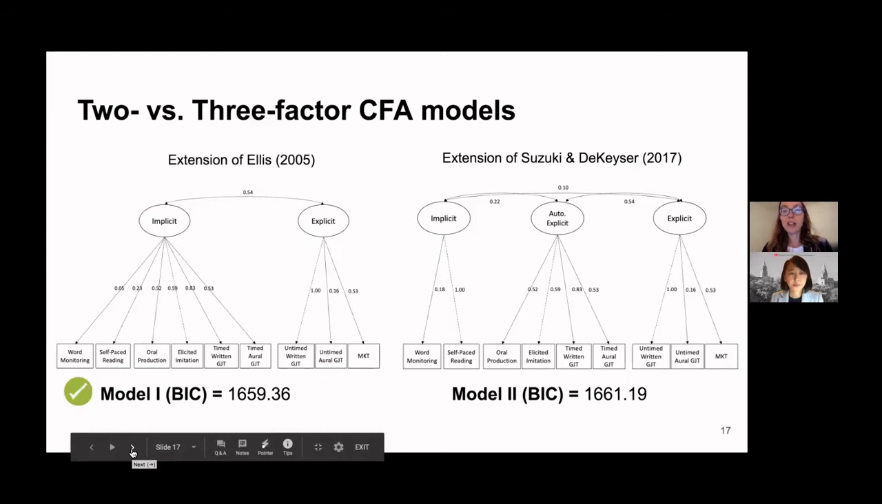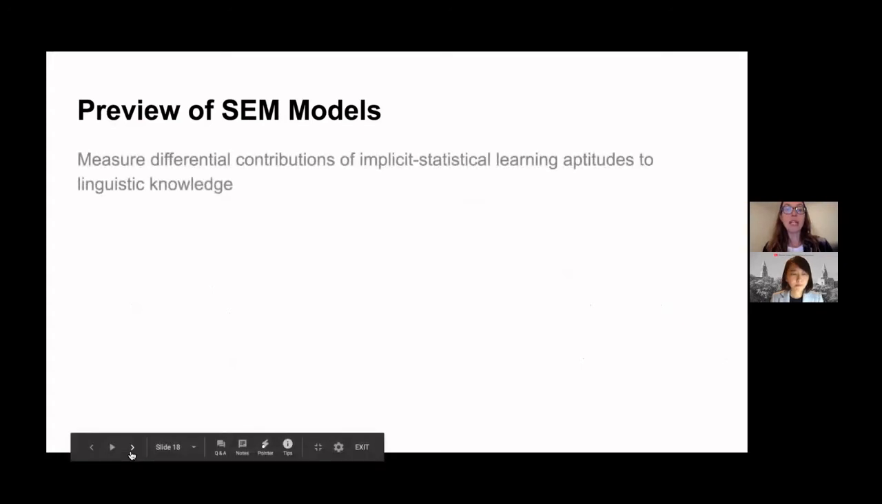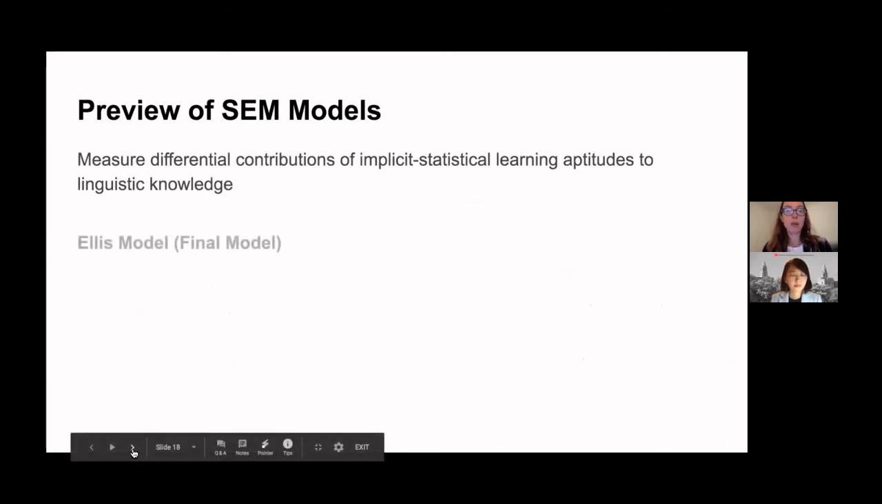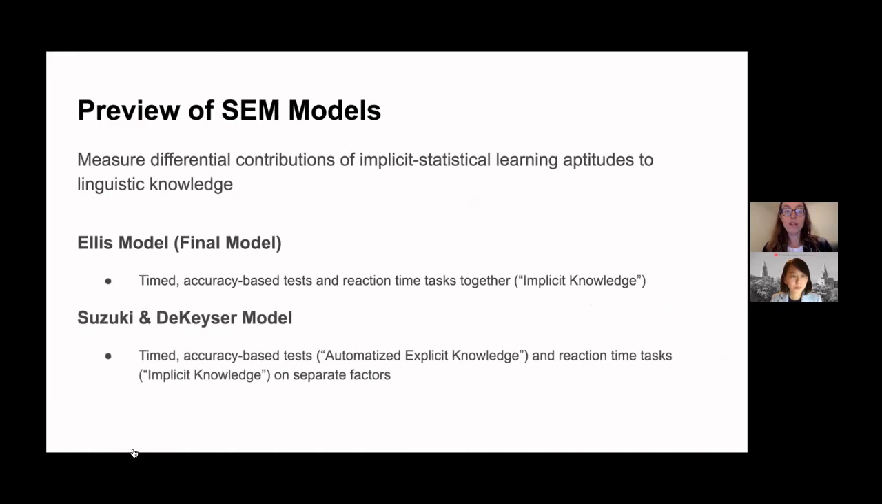So these are the measurement models we'll be working with, and we will be using those in two larger structural equation models. Again, the goal here is to assess the differential contributions of implicit statistical learning aptitudes to different types of linguistic knowledge. I will present the results of two models, the Ellis two-factor model, which is our final model in the study, as well as, for comparison, the Suzuki and Kormos model, which may help us interpret the results of the Ellis model more fully.